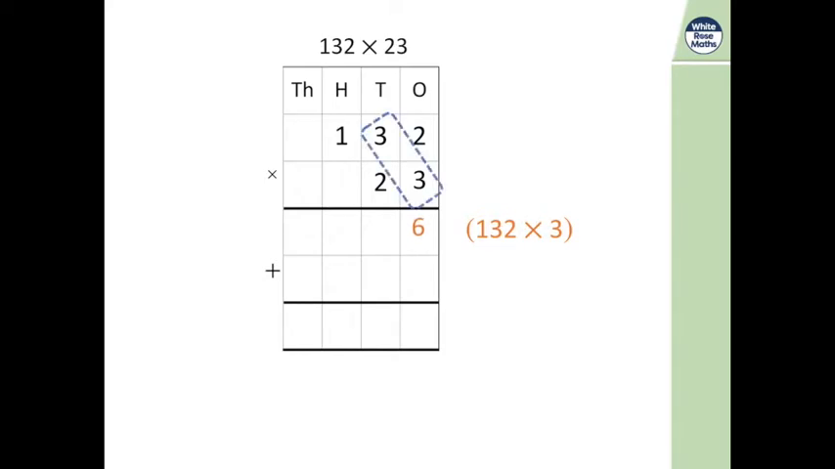3 groups of 2 is 6. 3 groups of 3 is 9. 3 groups of 1 is 3. First row completed. Next, can you remember what the next step is? Well, now that we've multiplied everything by 3, we're now going to multiply everything by 20. First step, place a 0 down.